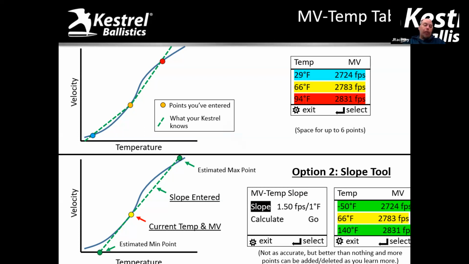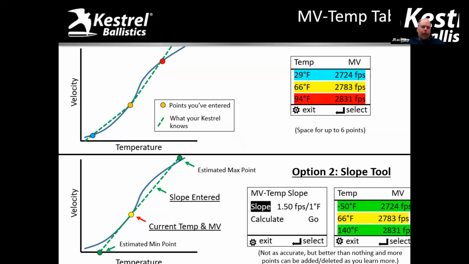Now, I know a lot of people live in Florida or Texas, and they don't get cold too often. They're always shooting in the heat. So we have another option, which is called the slope tool. And that is going to be in the MV temp table menu. When you go down under new entry, there's something called MV temp slope. Now, the tricky part about this is you need to know how your powder changes over temperature. So that isn't always easy to find. But if you do know that, this is a nice, quick, and easy way where we can set up an MV temp table just based on one point.